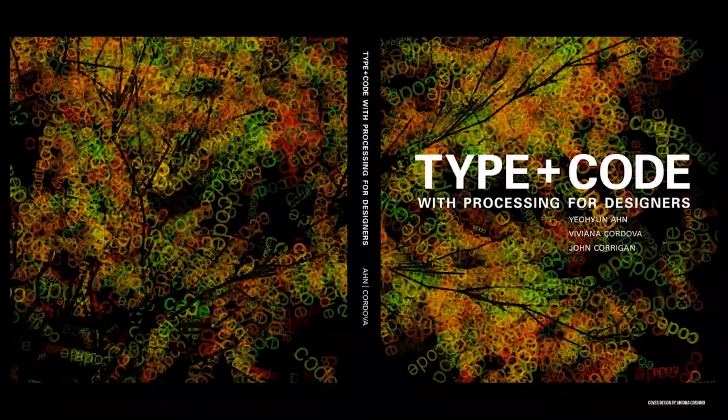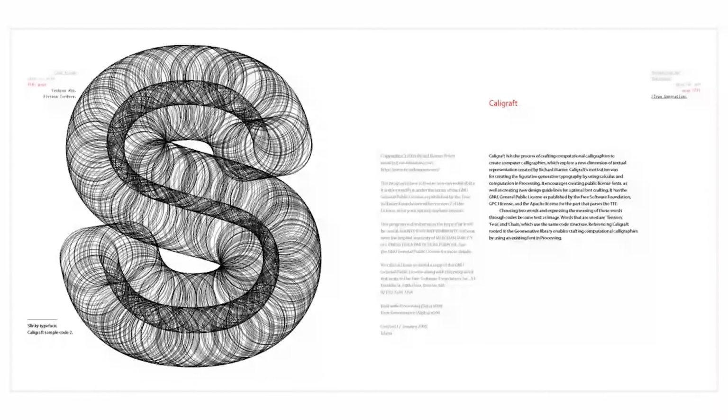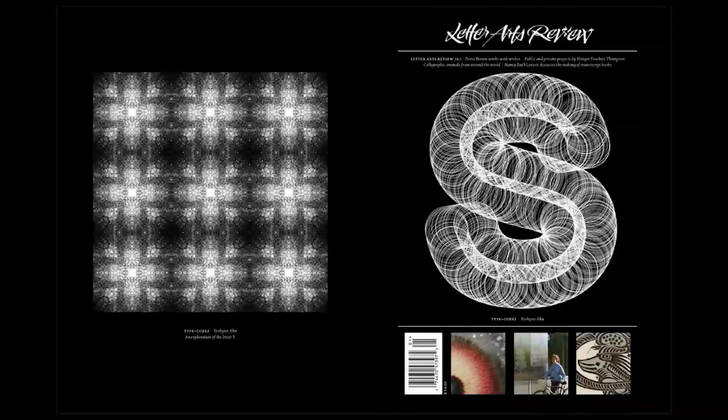It was published by the Center for Design Thinking at Maryland Institute College of Art in 2010. It is from the chapter Calligraphy. The letter S was created as an example of the chapter to demonstrate how to use a library, Generative. The typography S was invited for the cover art for the magazine Letter Arts Review in 2010. Letter Arts Review is a quarterly international magazine for letter artists, calligraphy, and typography.